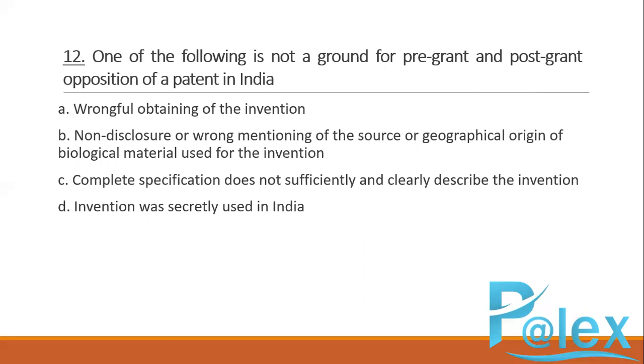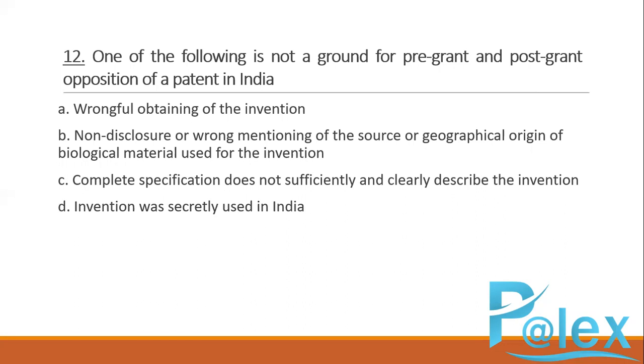Now, one of the following is not a ground for pre-grant and post-grant opposition of a patent in India. Now, again, section 25(1), section 25(2). Wrongful obtaining is one of the grounds. Non-disclosure or wrong mentioning of geographical origin of biological material is also a ground. Complete specification does not sufficiently and clearly describe the invention. That is also a ground. So the correct answer herein is D.